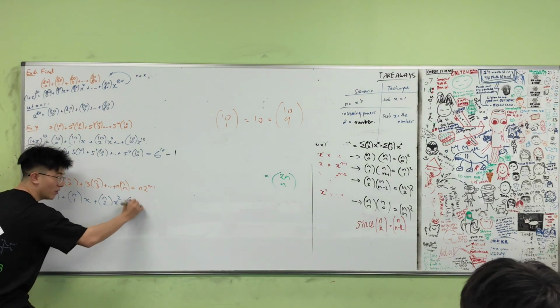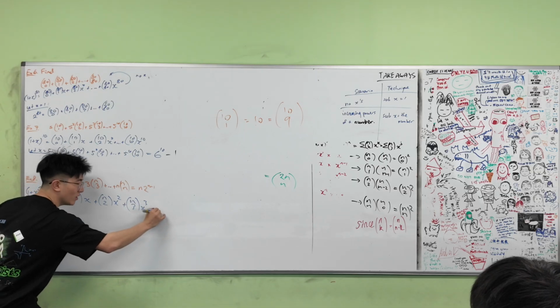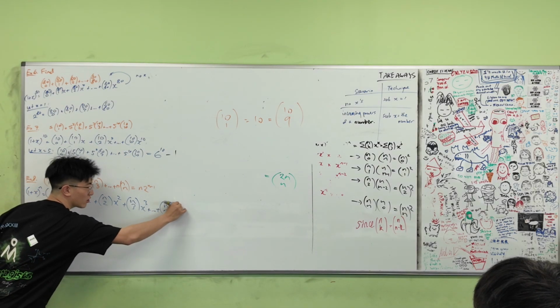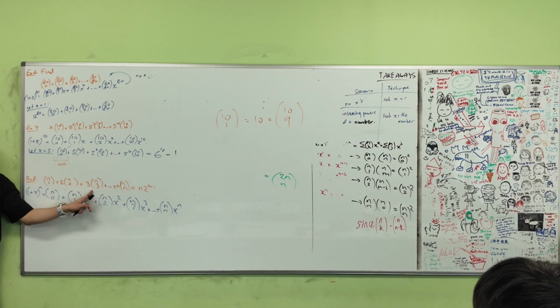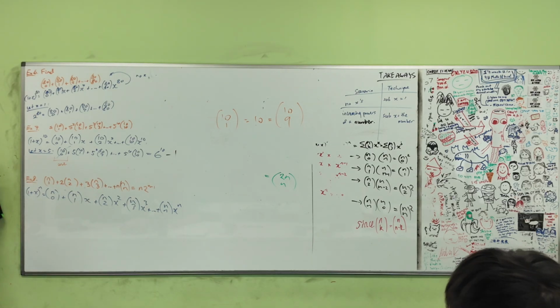I'm gonna write n choose 3 as well. Just for this one, I'm gonna write a little bit extra. You know how before I stopped at n choose 2 x squared? Do you see this one, the question writes up to 3? I'll just write up to 3 so I have more to play with, all right?